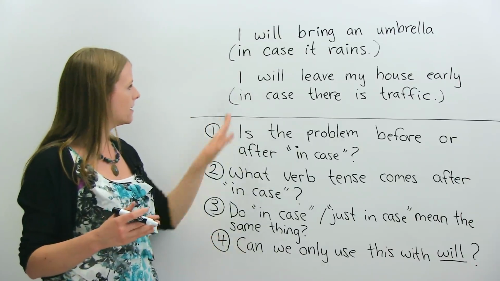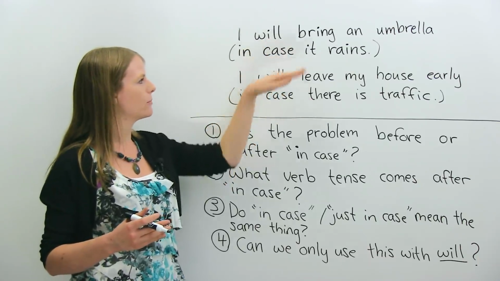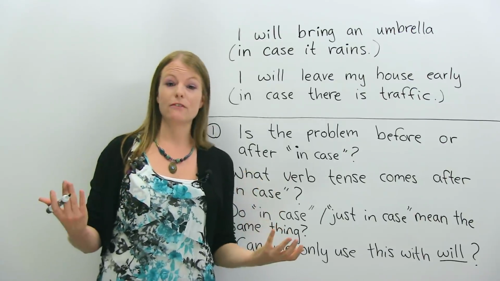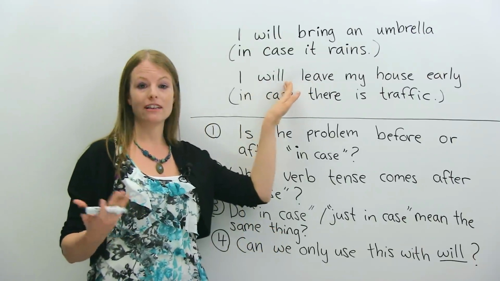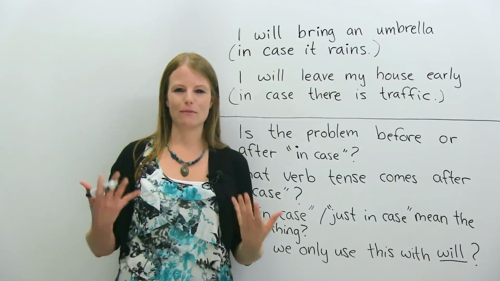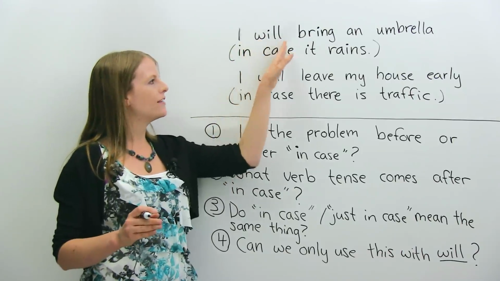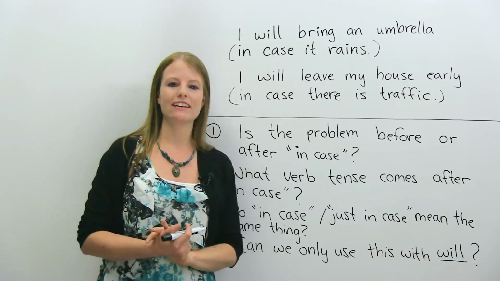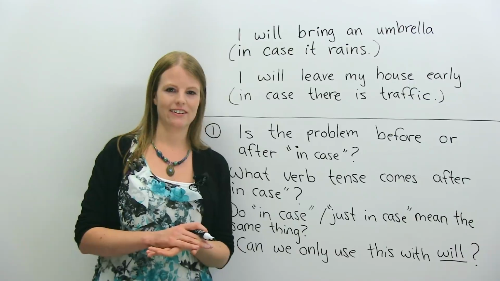Okay, and these two sentences use the word will. I will leave my house early. I will bring an umbrella. So this is talking about doing something in the future, right? In the future, I will bring an umbrella. Or in the future, I will leave my house early. Do we always use will when we're making these types of sentences? Can I say, I always bring an umbrella in case it rains, or I brought an umbrella in case it rains? Can I use the past, present, or future, or is it always the future?